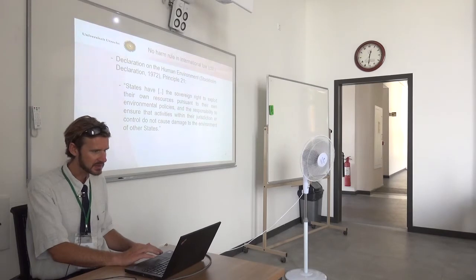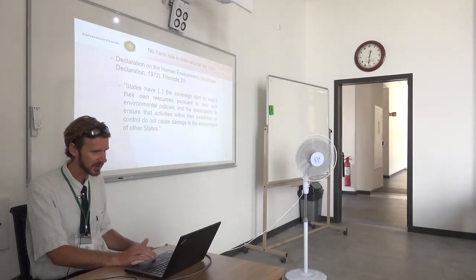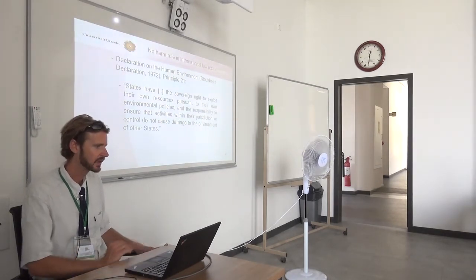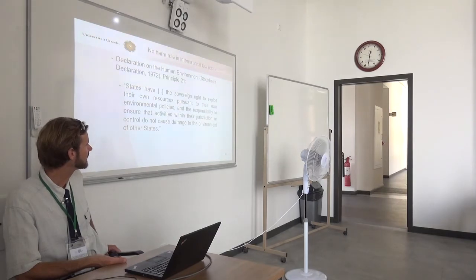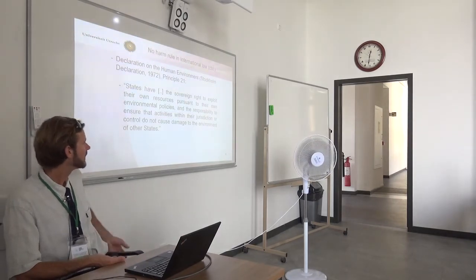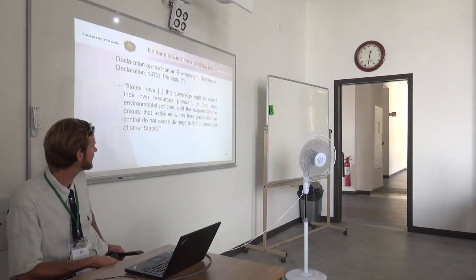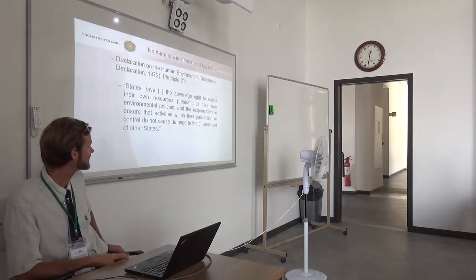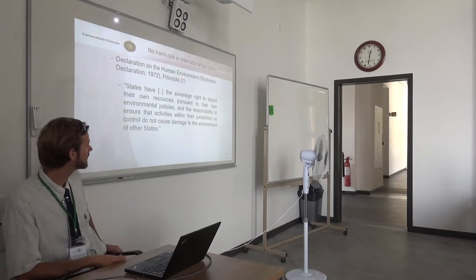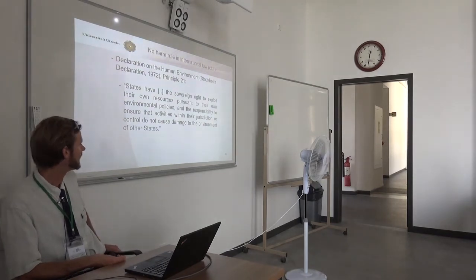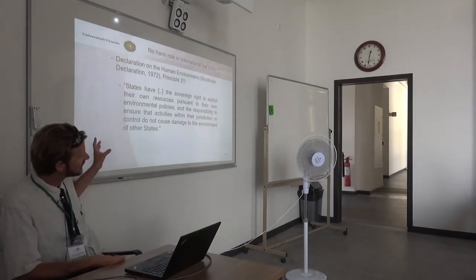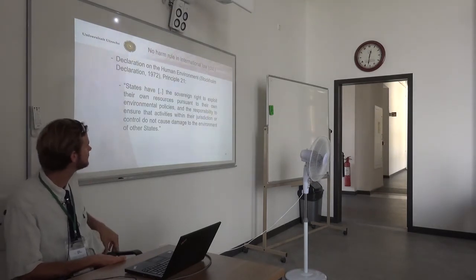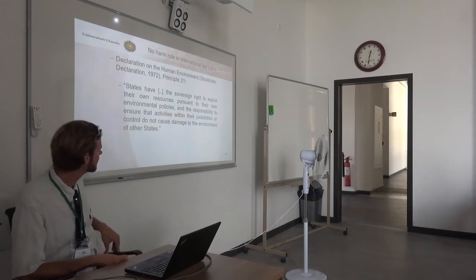So in this Declaration on the Human Environment, you find the famous Principle 21, which says that states have the sovereign right to exploit their own resources pursuant to their own environmental policies. That's the right, but they also have a responsibility to ensure that activities within their jurisdiction or control do not cause damage to the environment of other states. So the last part of this principle is the no harm rule. There's a lot to say about it.